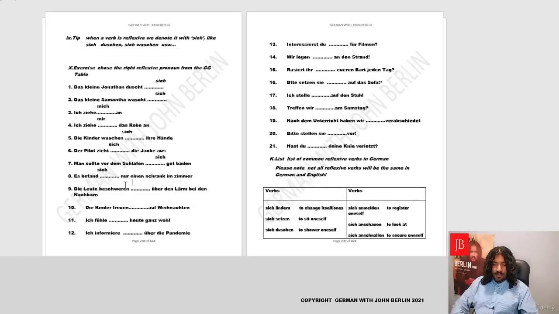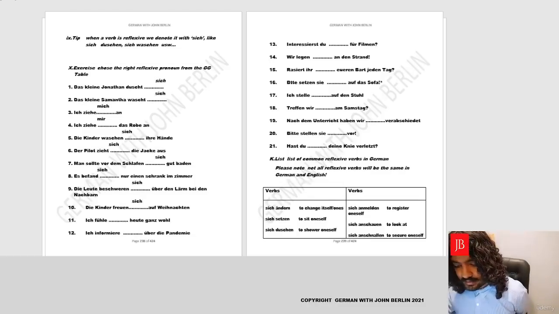Yes, so the Leute, whom do they complain? Themselves. So basically the Leute beschweren, it's plural and it's accusative plural, it'll be sich. Die Leute beschweren sich über den Lärm bei den Nachbarn. Die Kinder freuen sich auf Weihnachten. So the children are happy themselves about Christmas. So whom are they happy? Themselves. So it's die Kinder freuen sich. Themselves, that's accusative plural. Yes, sich.